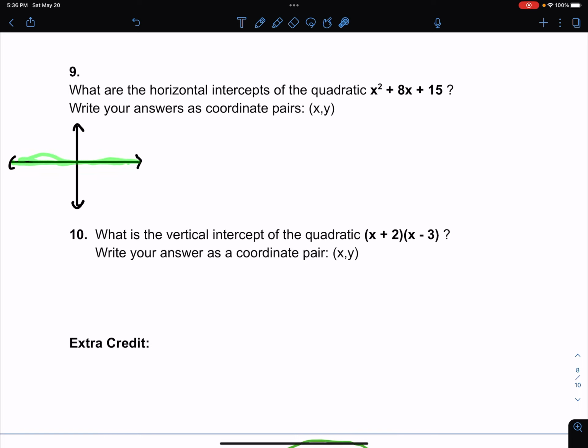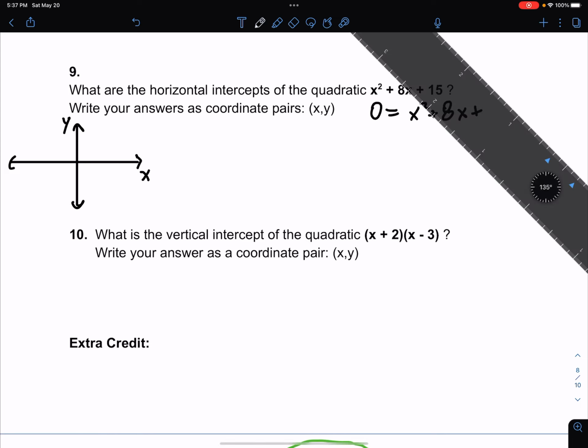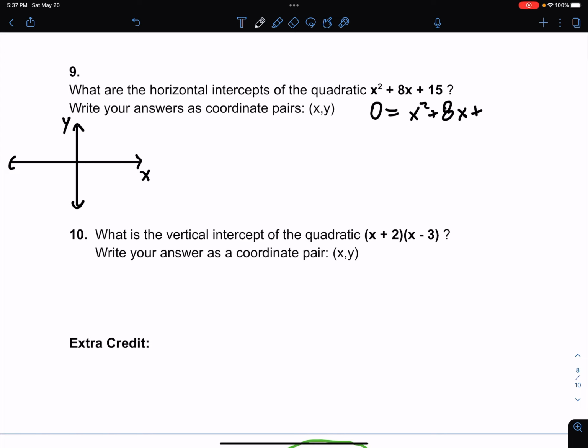It means that y equals 0, right? X goes left and right, y goes up and down. So we got to figure out when y is equal to 0. So if I set this thing equal to 0, x squared plus 8x plus 15, this would tell me, if I could figure out the x, there's two x values that are going to make this thing 0. And if I can figure out those two x values that make y 0, I'll know what the horizontal intercepts are.